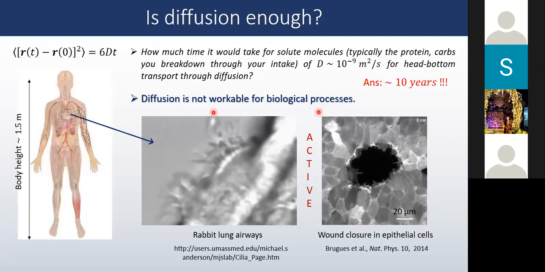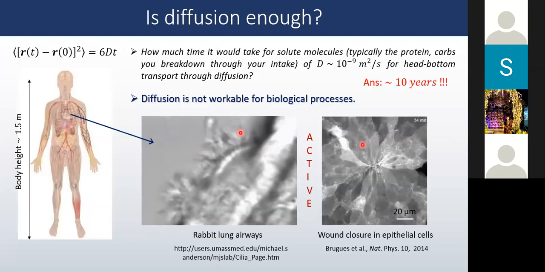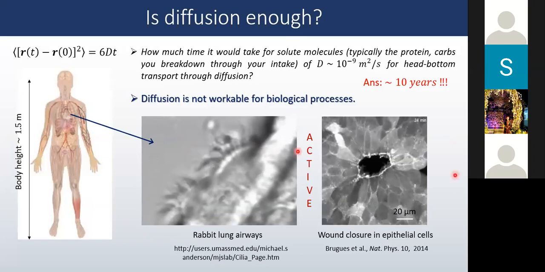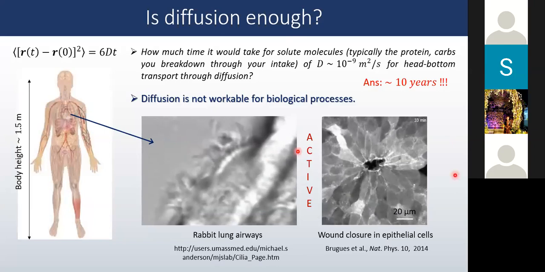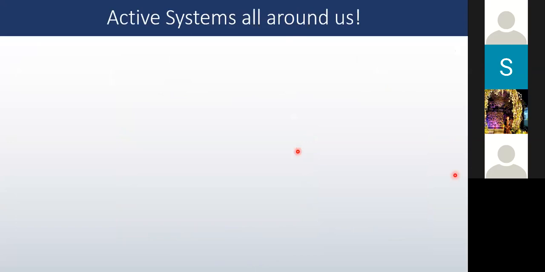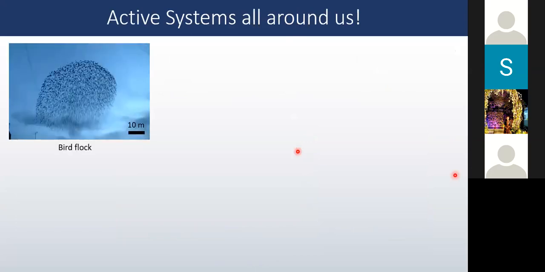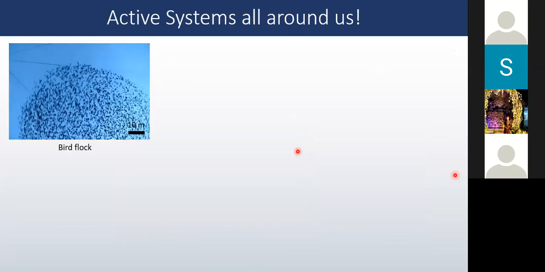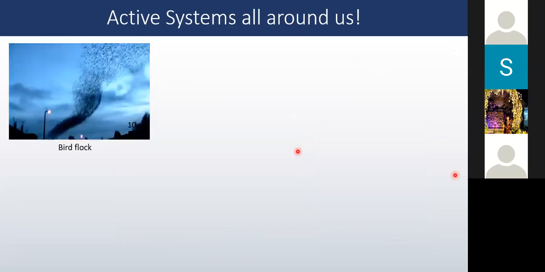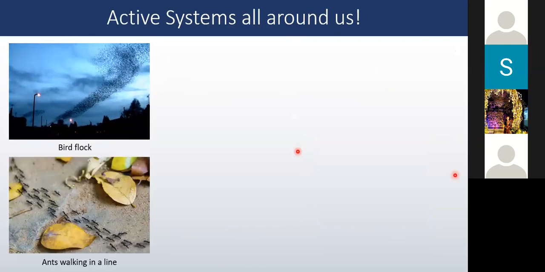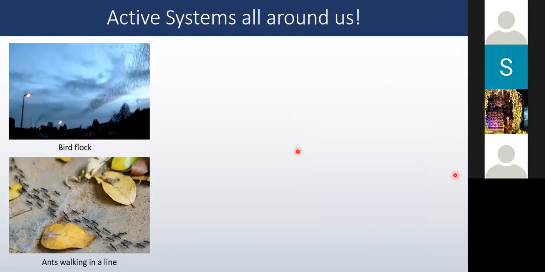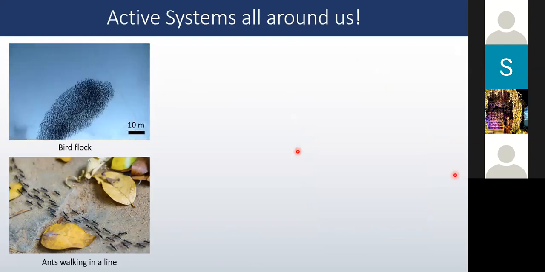But let us see, is it only in the human body that we see active phenomena? Not really. We see it all around. The most common example is that of a bird flock. If you have gone up to your roof, you have seen bird flocks, you have seen ants walking in a line. They follow this coherent motion. And what is the reason for that?